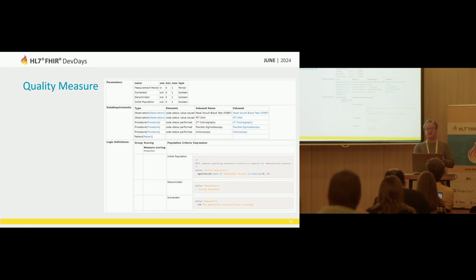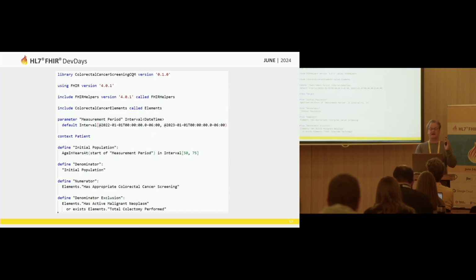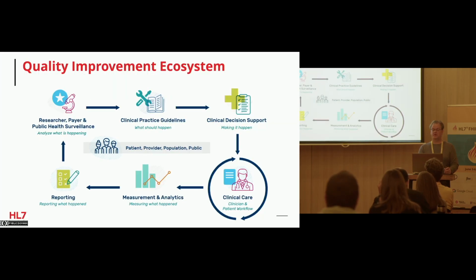All right, so then the quality measure basically does the same thing. It takes the colorectal cancer elements and then expresses it from the perspective of a quality measure, where we're taking an initial population, a denominator, and a numerator, and just referencing those elements to reuse that. So now we've shared logic across the entire spectrum.